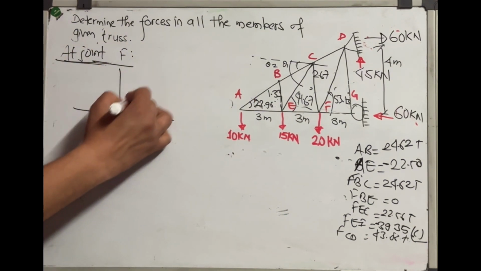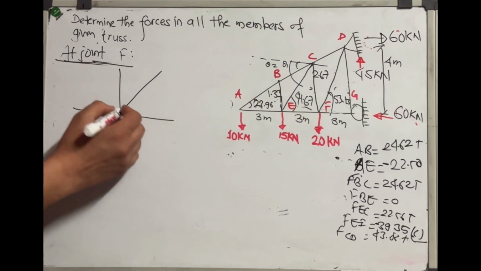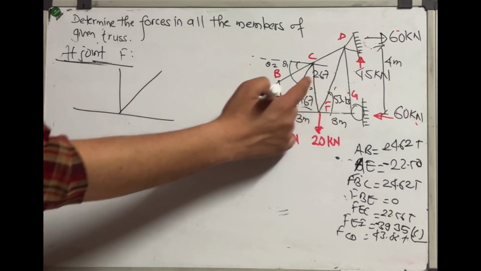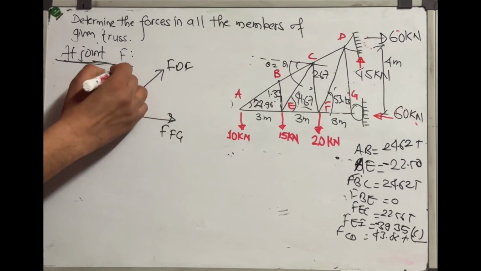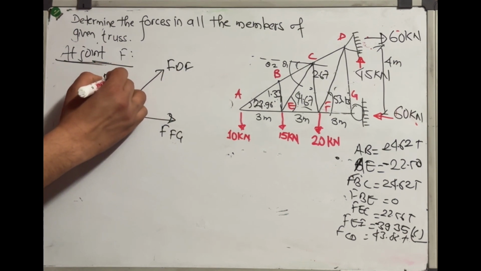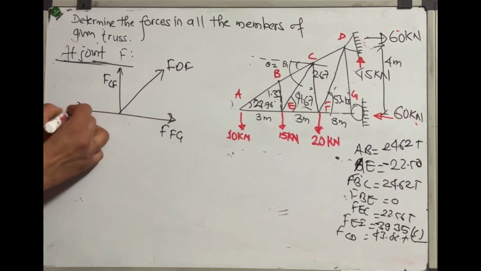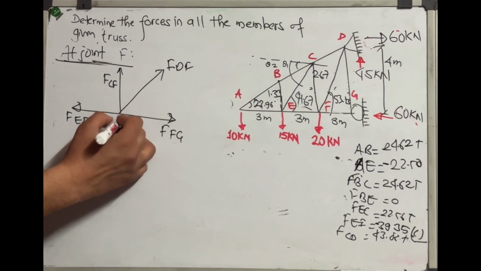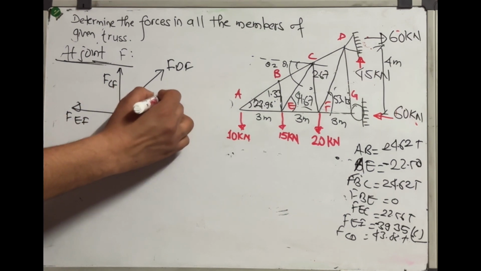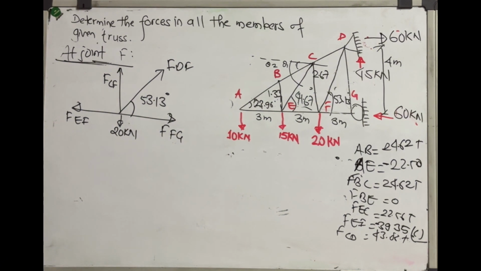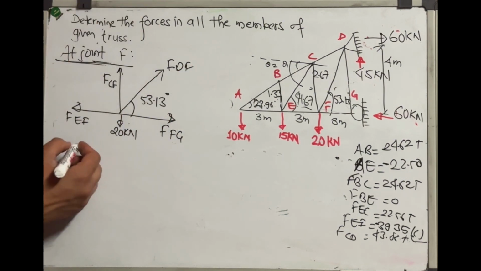So at joint F, what will be the figure here? This is the figure, joint F. There are 4 forces: FG, CF or FC, and EF, right? There is 20 kilonewton at this joint, so do not forget to write this. This angle is 53.13 degree, this is theta 3, you determine it, right? So take the forces in the y direction and in the x direction.